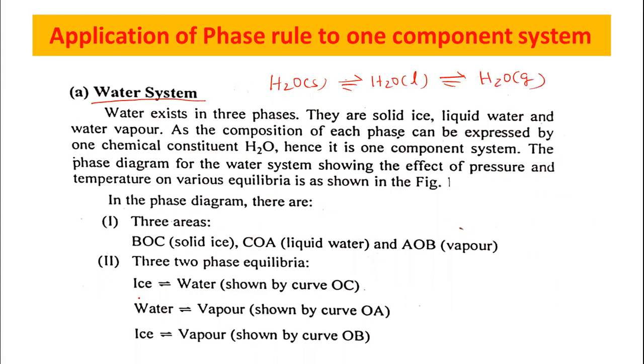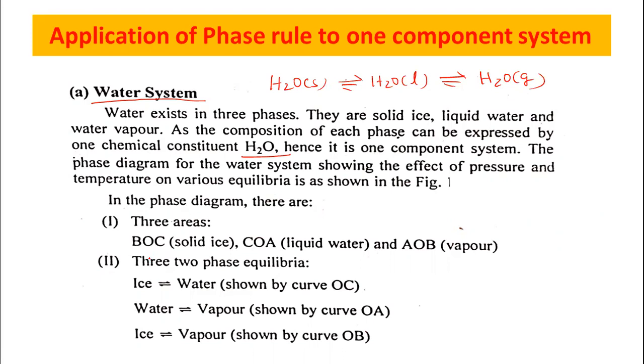So water exists in three phases: solid ice, liquid water, and water vapor. As the composition of each phase can be expressed by one chemical constituent, water, H2O, hence it is a one component system.